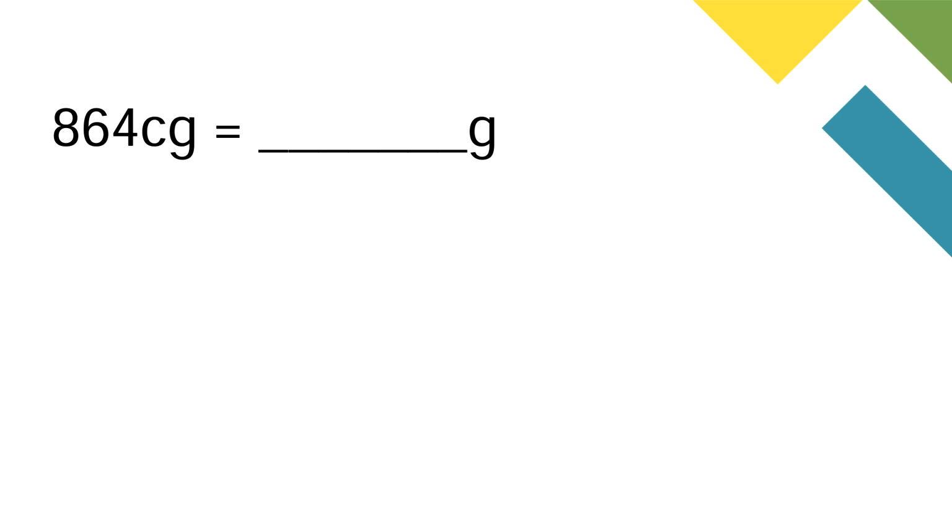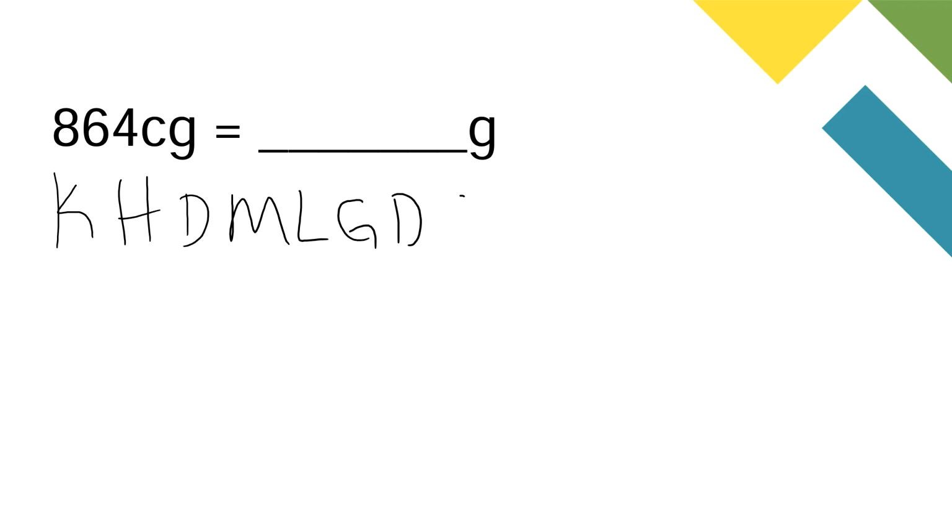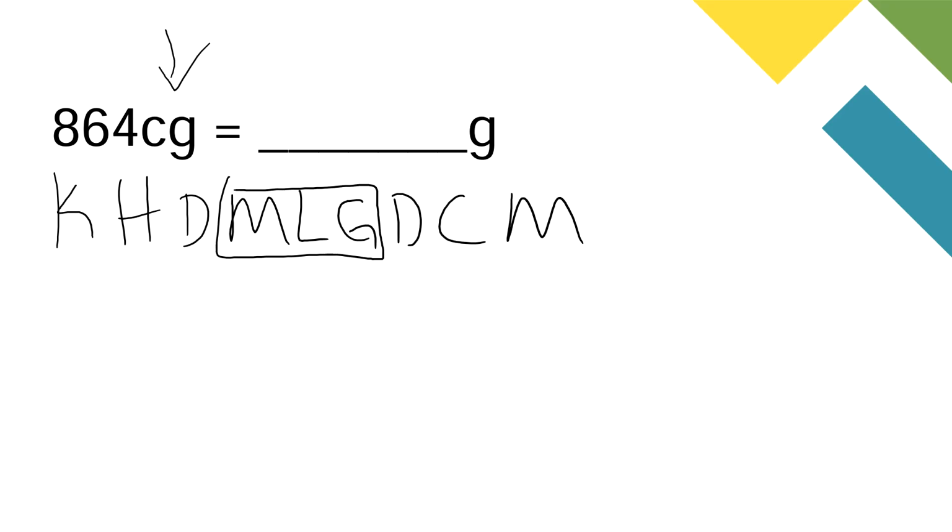So let's see. I'm going to start with my story. King Henry drove my little green Dodge car Monday. Box MLG. All right. In my question, I'm starting with CG. Remember, use the first letter. So I'm starting on C. And where am I going? To G. Any letter that's by itself is in the box.